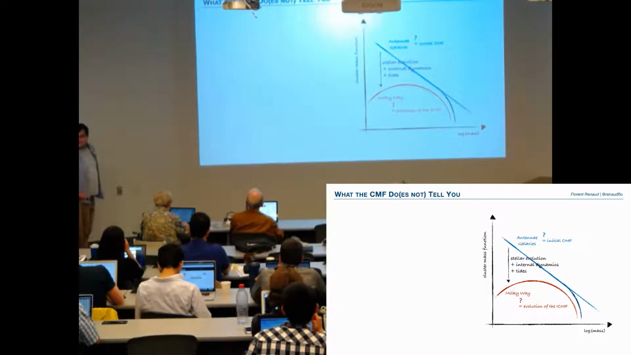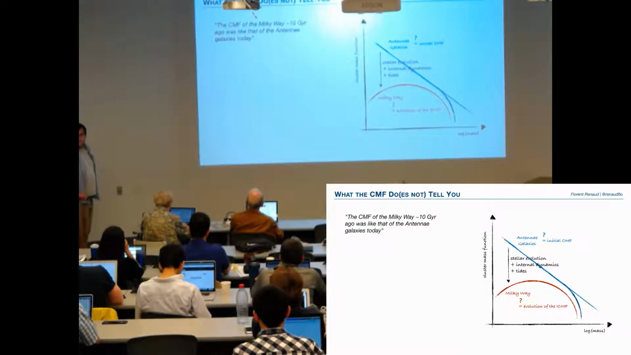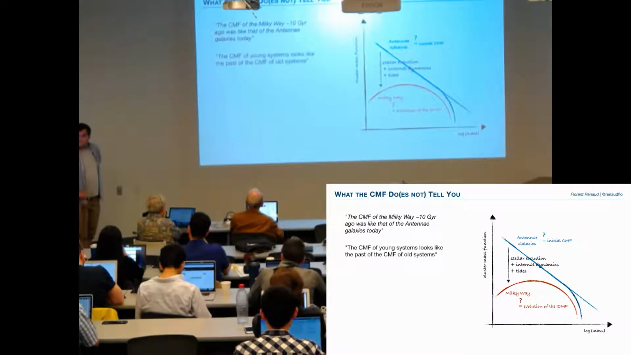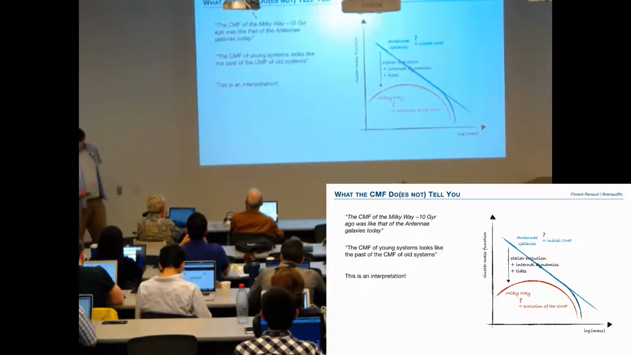But it's not so clear. If you say that, basically you're saying that the cluster mass function of the Milky Way, roughly 10 gigayears ago, was like that of the Antennae galaxies today. Or if you generalize, you say that the cluster mass function of young systems looks like the past of the cluster mass function of old systems. But it's a shortcut. It's just an interpretation. We don't have direct evidence for that.